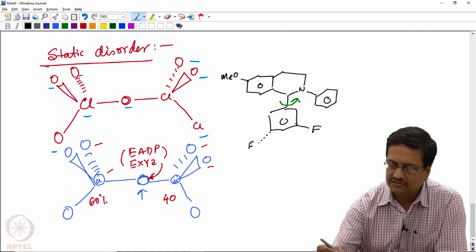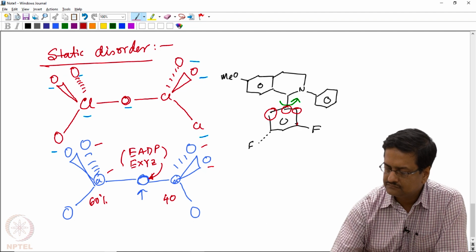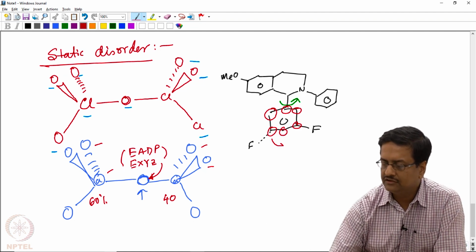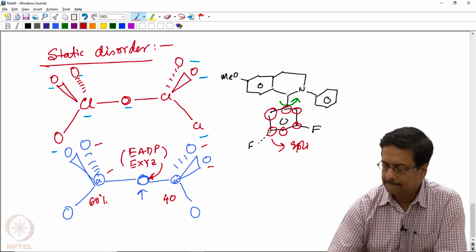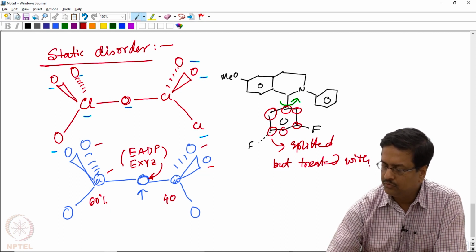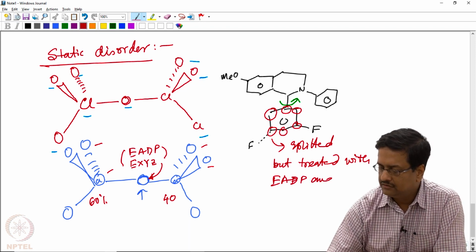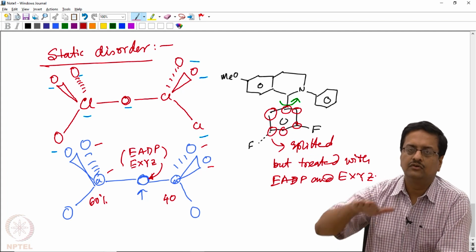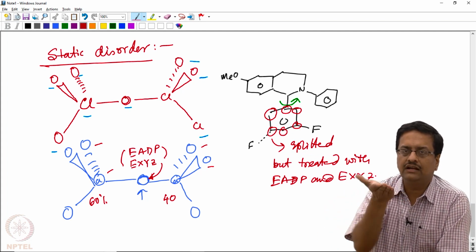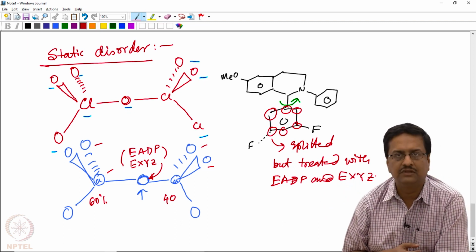So here what will happen is we have 6 carbon atoms which should be split, but treated with both EADP and EXYZ commands, because on rotating one ring from this orientation to that orientation, the carbon atoms have fallen on the same place, not at different places.